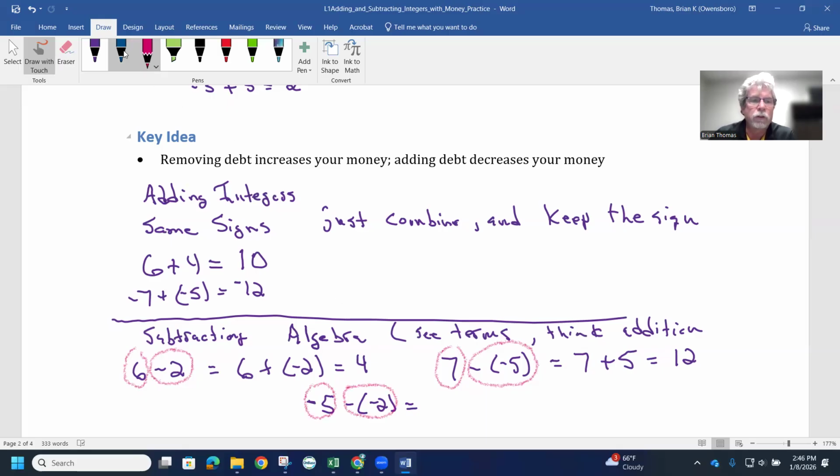But removing $2 of debt means I'm actually increasing by 2. So again, mathematically, this becomes negative 5. And what we can do is say, well, we're going to add, and the opposite of a negative 2 is actually a positive 2, because again, we're actually adding, increasing in value. So this problem really means the same thing as this. And then our answer becomes this negative 3. So that's our thinking on adding and subtracting integers.